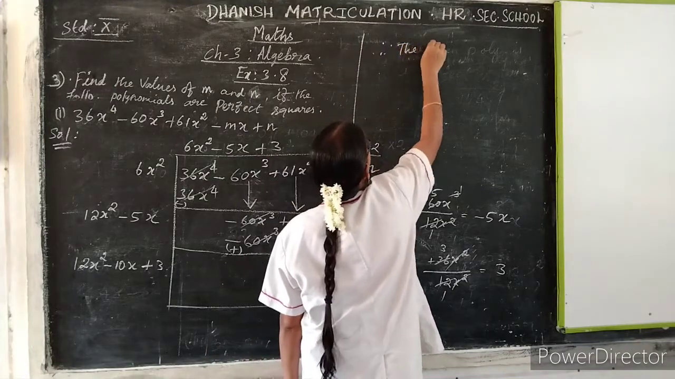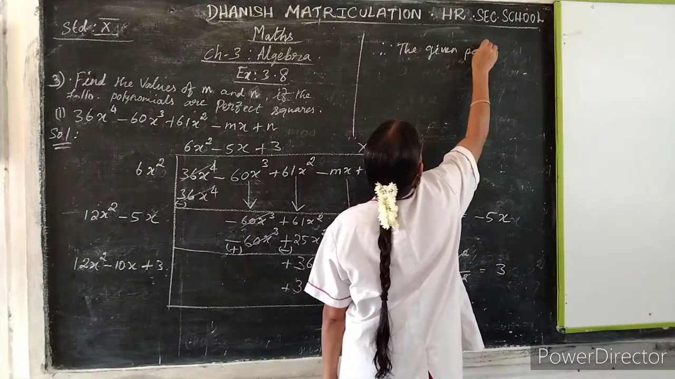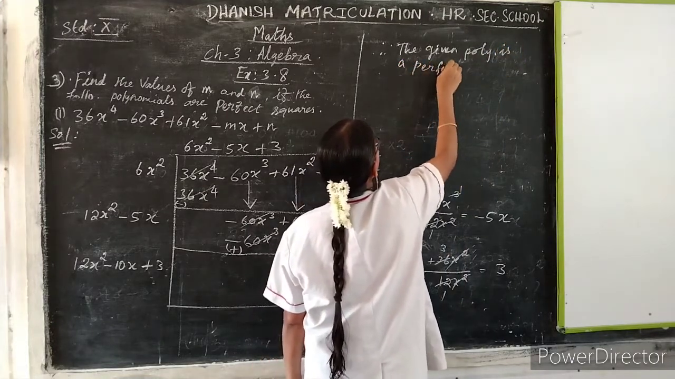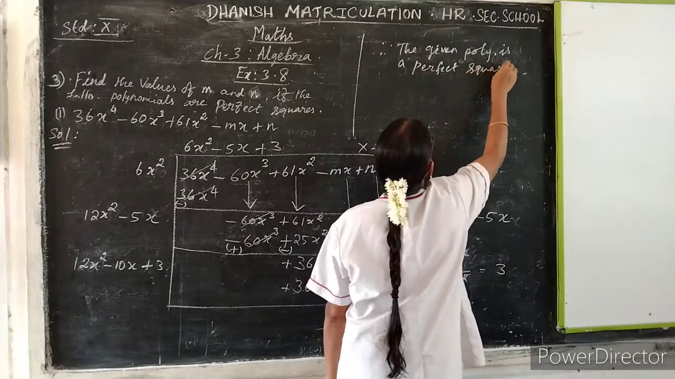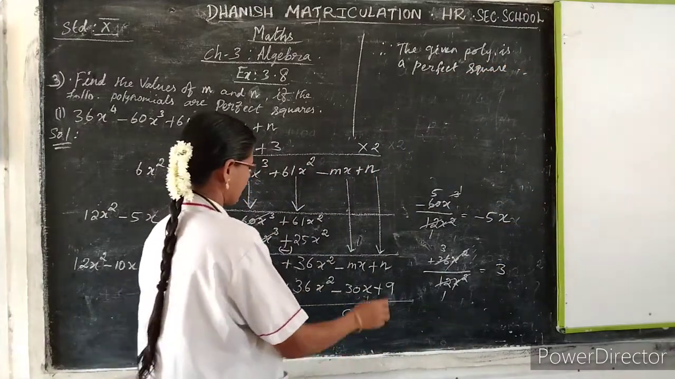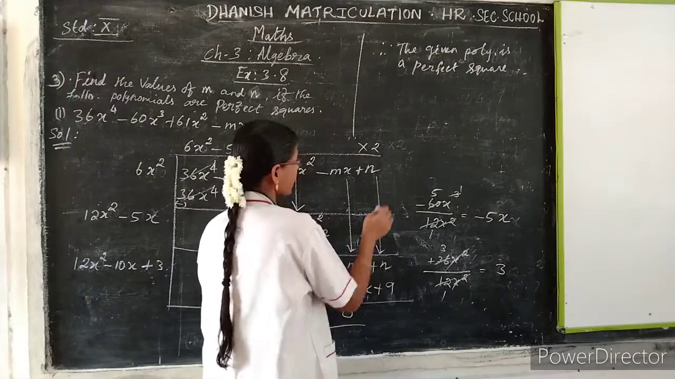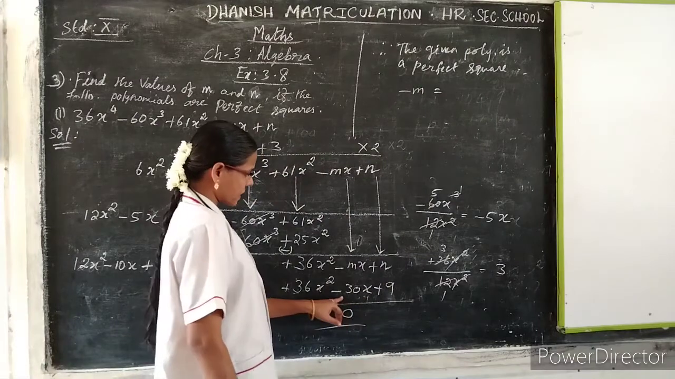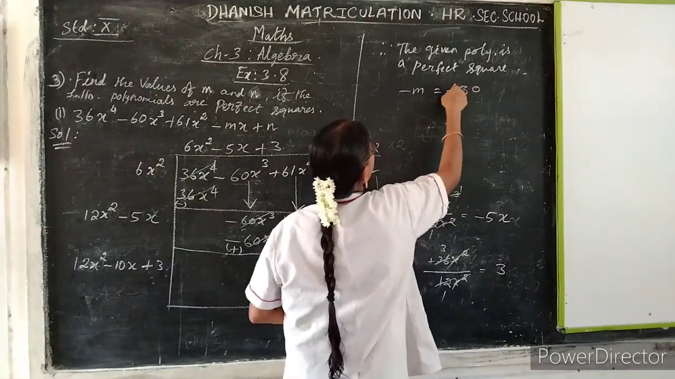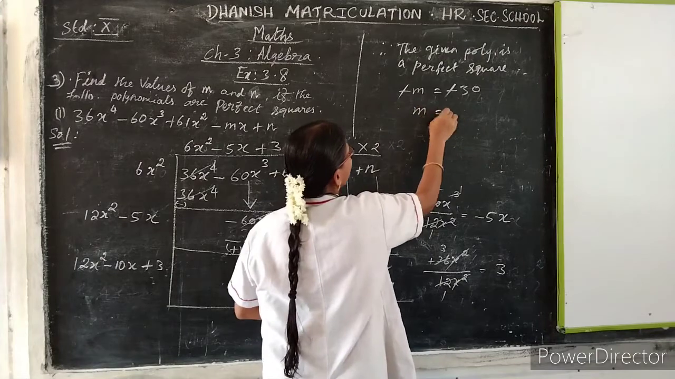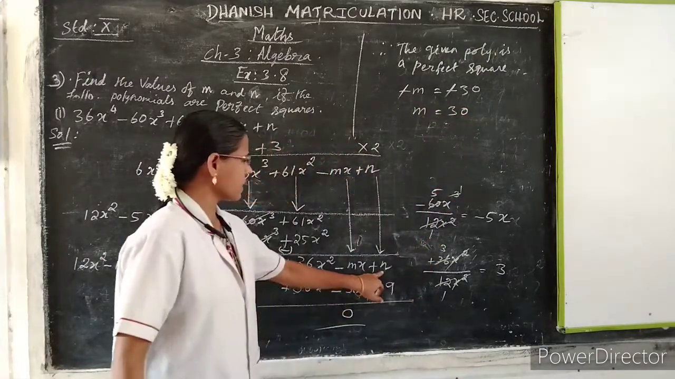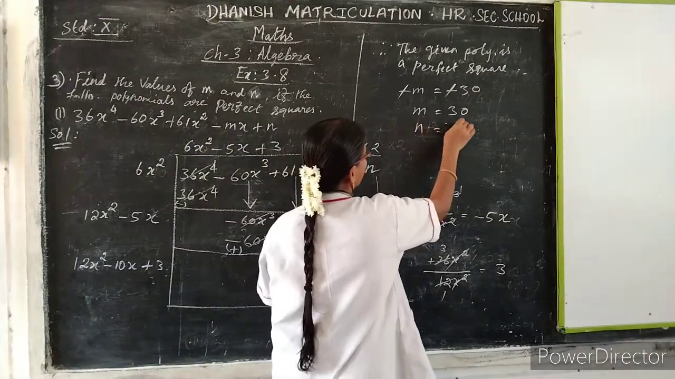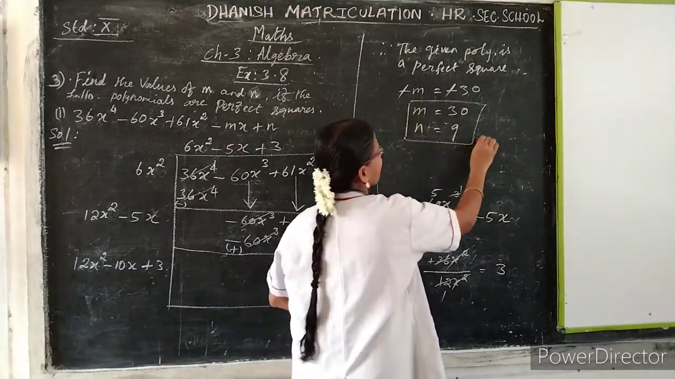Since the given polynomial is a perfect square, here the coefficient of x is minus m, and the coefficient of x is minus 30. This minus minus gets cancelled, therefore m is equal to 30. The constant term is n, here the constant term is 9, therefore n is equal to 9. This is our required answer.